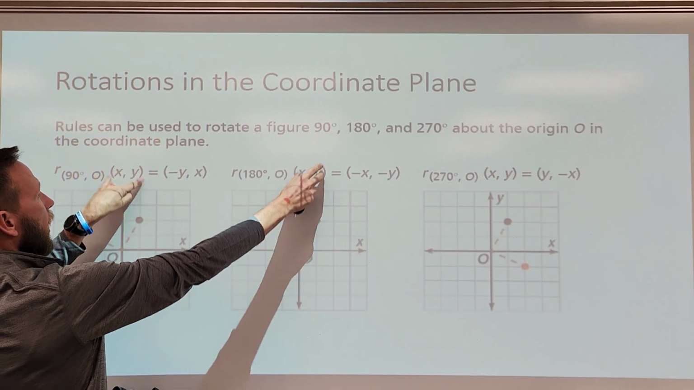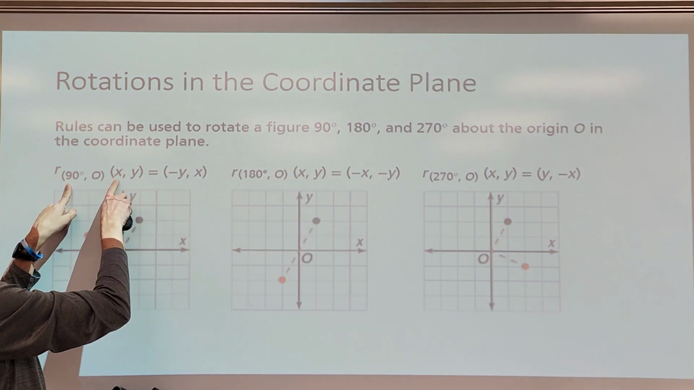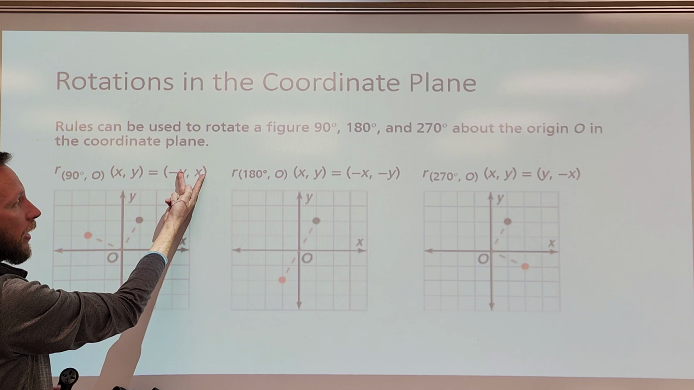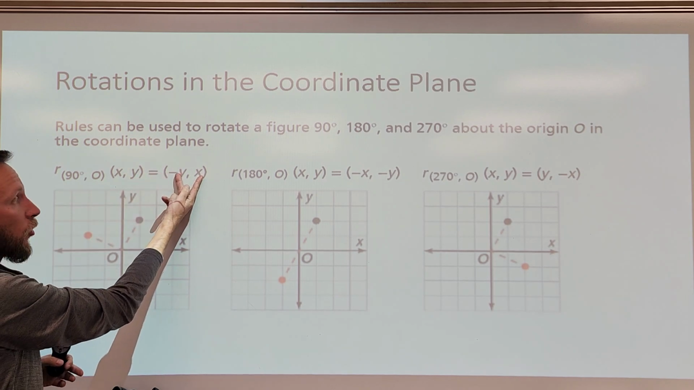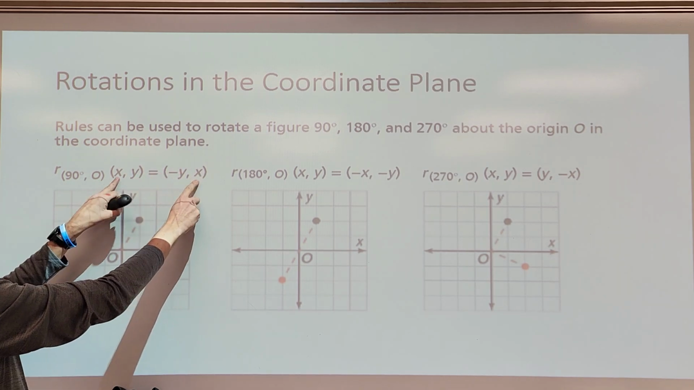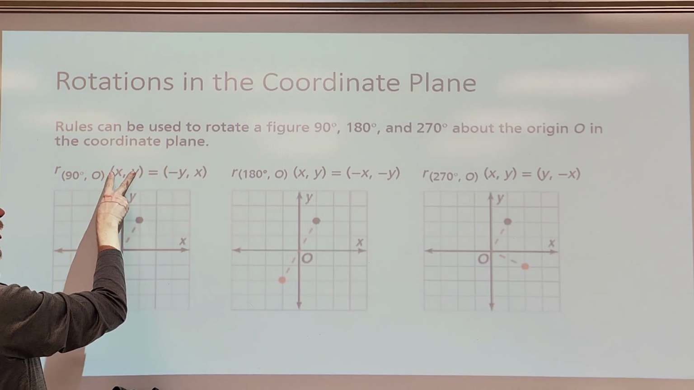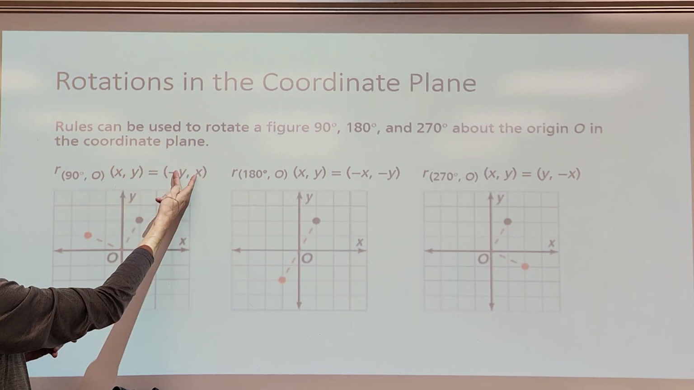When we're rotating point xy by 90 degrees, essentially the way that we do that is we swap the x and the y and we change the sign on the y. So this maintains the same number, this changes to the opposite, but we change their location in the x comma y.